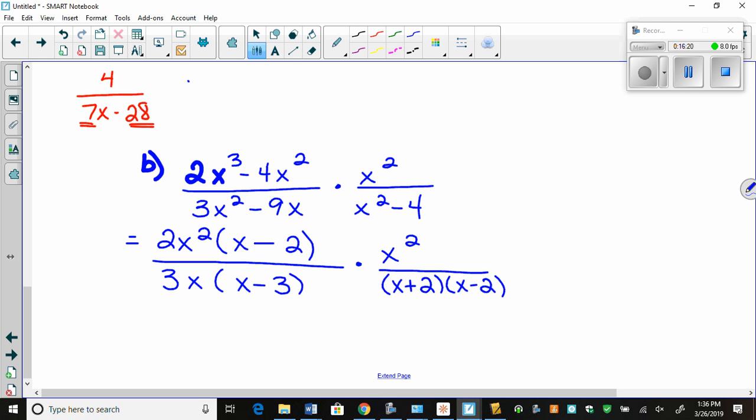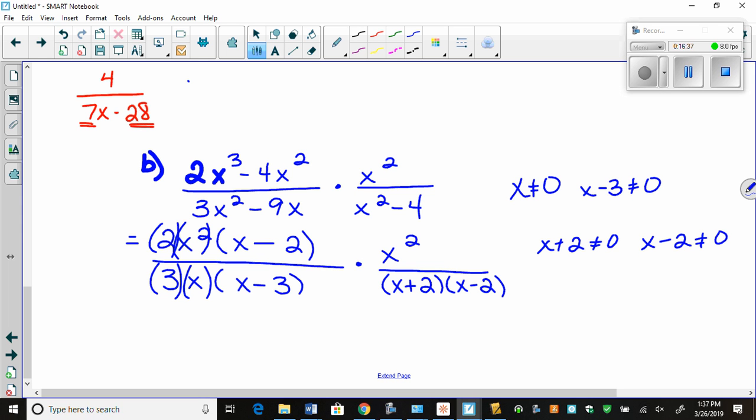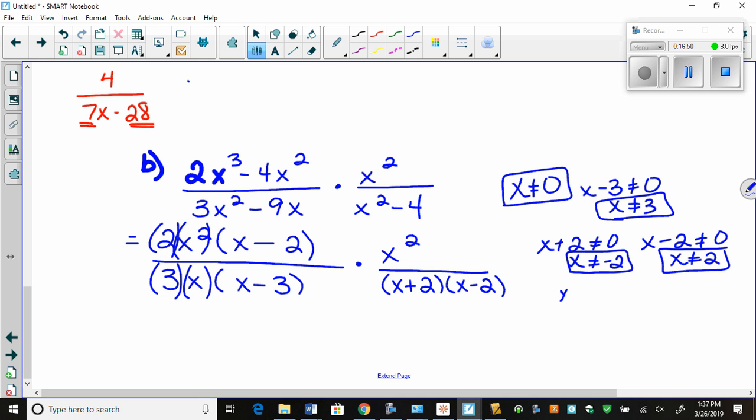And then I state my non-permissible values. This 2 can go in its own brackets, the x squared, the 3, and the x. 3 can't give me a non-permissible value. X can't equal 0 from the x. X minus 3 can't equal 0. X plus 2 can't equal 0. X minus 2 can't equal 0. This one's done. This one's going to be x can't equal 3. This one's going to be x can't equal negative 2. It's going to be x can't equal 2. So we have x can't equal 0, plus or minus 2, and 3.